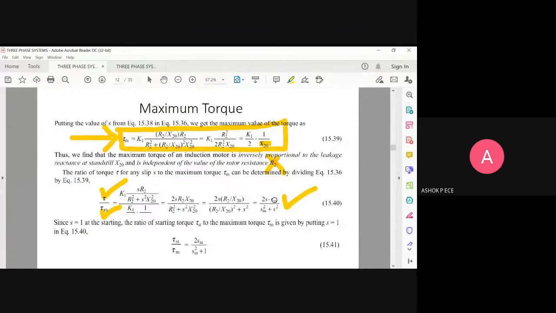When s is equal to 1, that is at the starting of the motor, when the rotor is not rotating, tau st by tau m will be, putting s equal to 1 here, 2 Sm by Sm square plus 1. So this is the ratio of stationary or starting torque to the maximum torque. In the previous expression, for any torque to the maximum torque, s will come. For stationary, you have to put s equal to 1. So tau st by tau m is 2 Sm by Sm square plus 1.